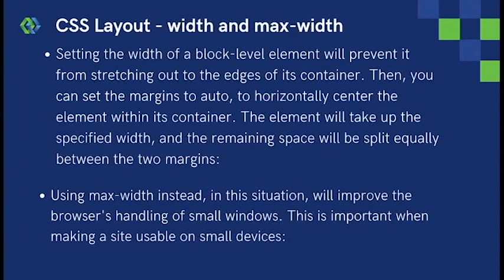Next is, I think, the CSS layout width and max width. So setting the width of block level element will prevent it from stretching out the edges of its container. Then you can set the margins to auto to horizontally center the element within its container. So the element will take up the specified width and the remaining space will be split equally between the two margins. So using max width instead in this situation will improve the browser's handling small windows. So this is important when making a site visible on small devices.